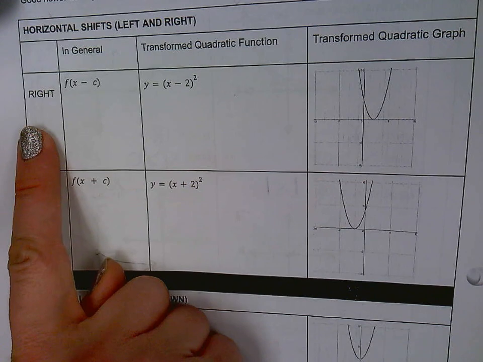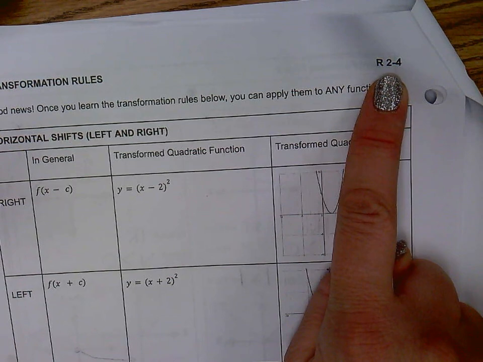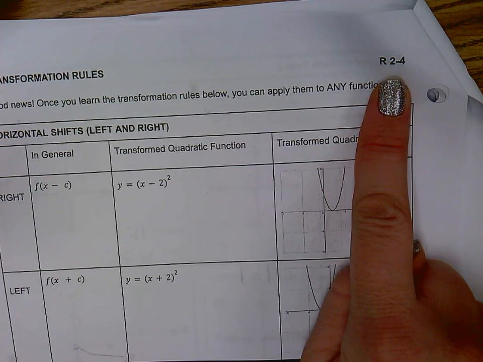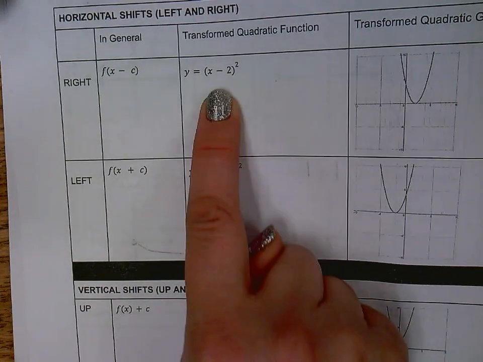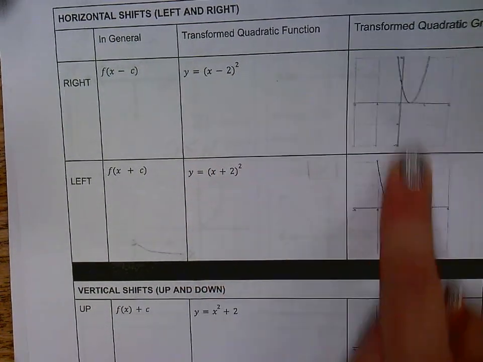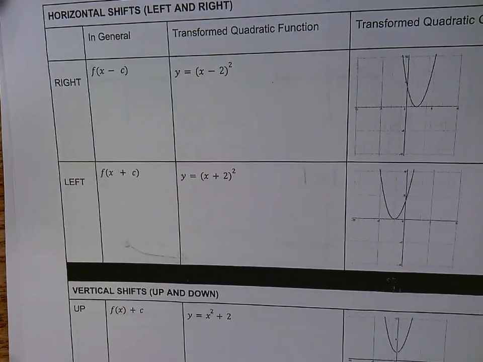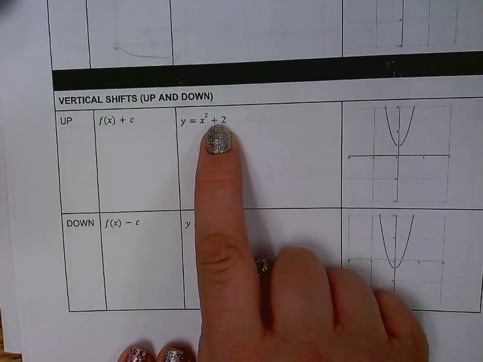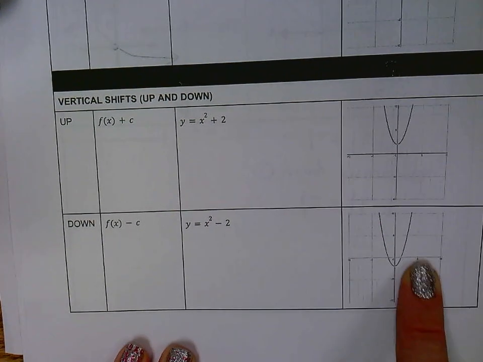So it just tells you, how do I move right or left? This is resource page 2-4. There's literally nothing that we need to write down. I just want to show you what's on the resource page. Your right and left shifts are the minus or the plus inside the parentheses, and then I've given you an example of what the graph would look like. So you can flip back to this for all of your transformation questions. Below that is your up and down, like the +2 or the -2 outside, right? And then there's my plus, there's my minus, shifting up or down.